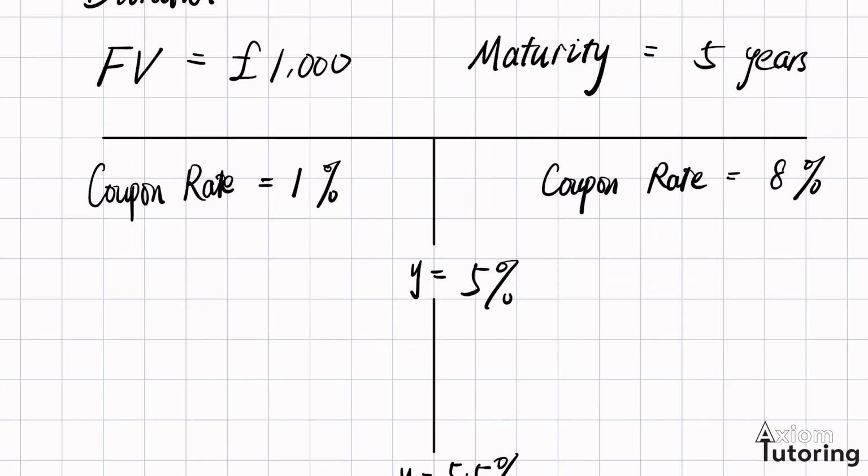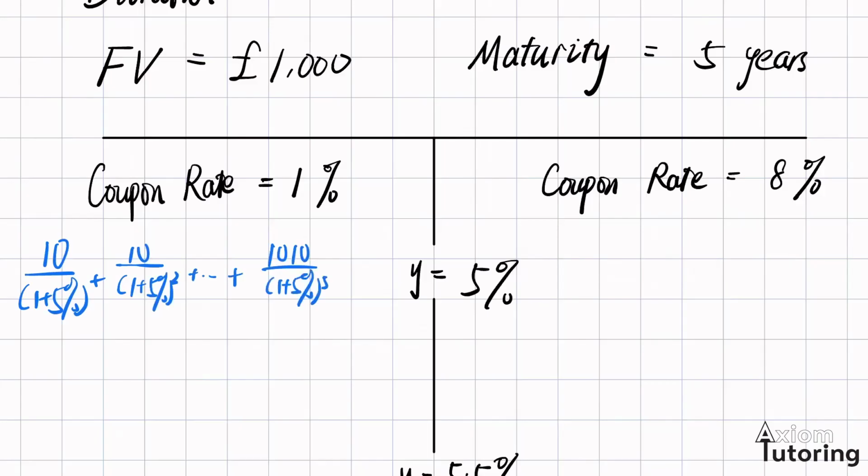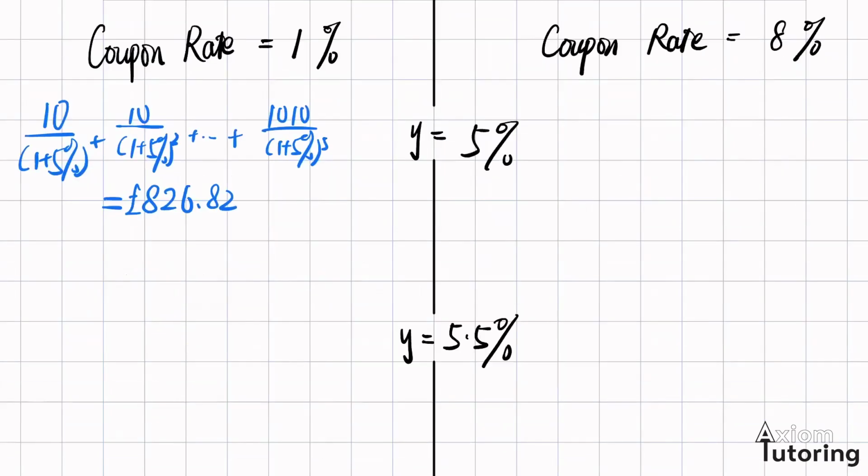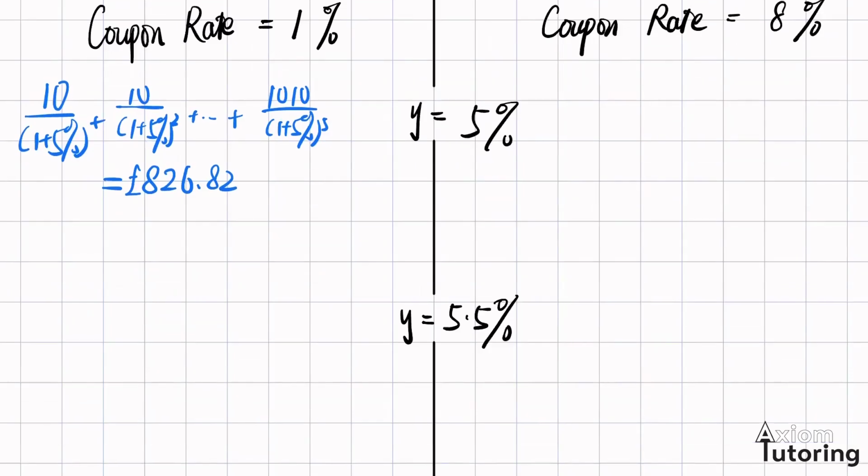Okay, so 1% coupon rate means the first payment is going to be 10 divided by 1 plus 5%, and then 10 divided by 1 plus 5% to the power of 2, and then all the way to the last payment, which is 1,010 over 1 plus 5% to the power of 5. And if you plug in these numbers to your calculator, it should give you a price of £826.82.